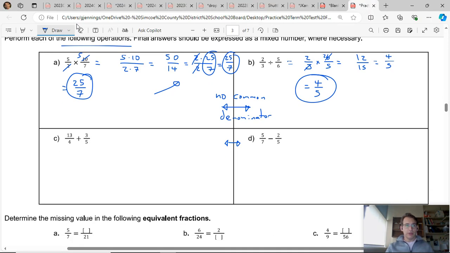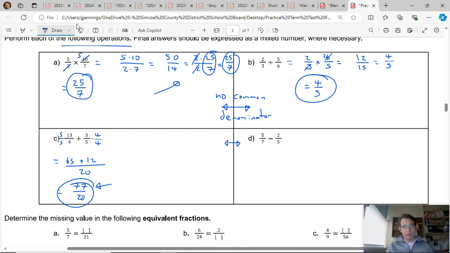So over here, 13/4 plus 3/5. Here I need to scale up to a denominator of 20 by multiplying this one top and bottom by 5 and this one top and bottom by 4. That way I get a common denominator of 20. 5 times 13 is 65. 3 times 4 is 12, so I have 65 plus 12 all over this new denominator 20. And that gives me 77 over 20, final answer.